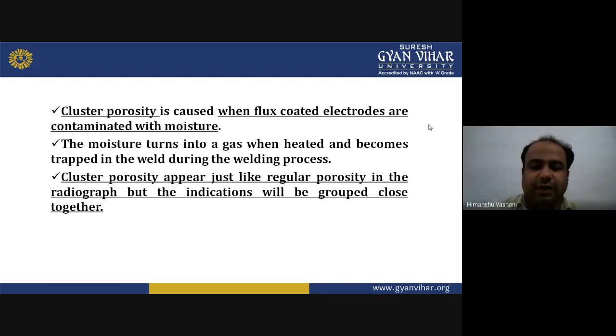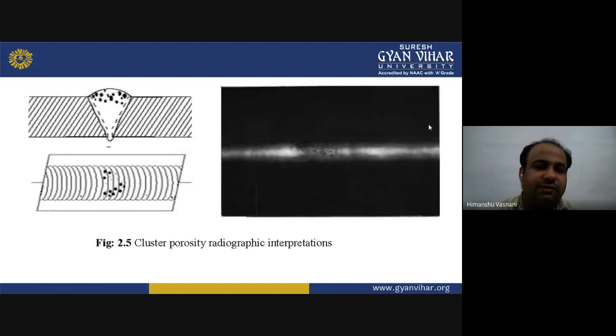So let's see the diagram. You can see in the upper diagram on the left hand side there is a cluster of dark dots, spots on the diagram. This shows cluster porosity at the welding zone. Also in the bottom diagram you can see some dots. This is all the cluster zone. On the right hand side of the radiograph, you can see a cluster of dark spots. So it is cluster porosity.